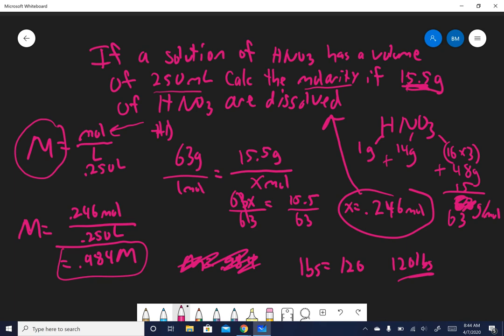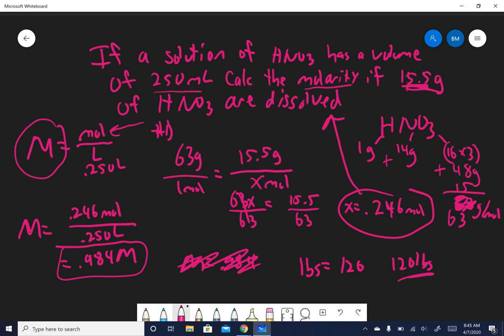So again, recap. Here's the problem. I turned 15.5 into moles, doing what we just did in that last worksheet, last video. How did I do that? I found the molar mass, gram formula mass of HNO3. That's where the 63 came from. 0.246 is the result of that. Now I plug that into our molarity formula over here. The volume was given, 0.246 over 0.250, and that's 0.984 moles per liter, or capital M.